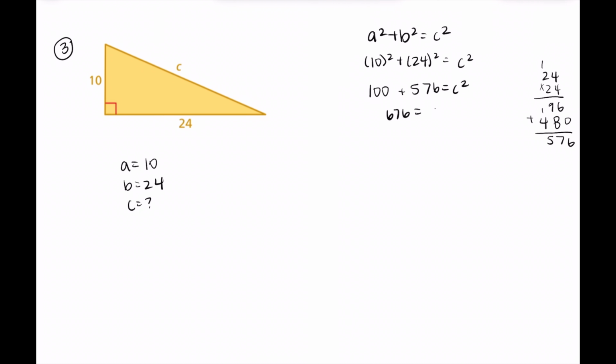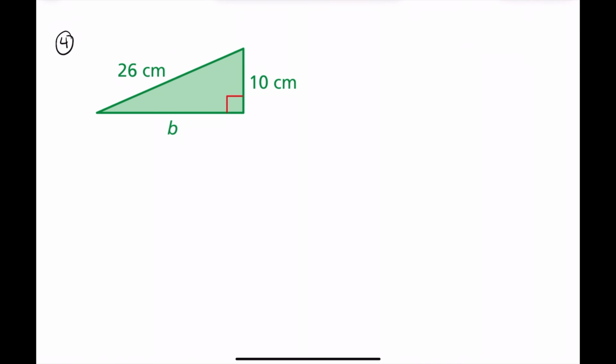So what we would do next to get rid of that square is to square root both sides. And when you take the square root of 676, you end up getting 26. So 26 would be our answer for number 3. And now we will move on to our last practice problem for today's video.